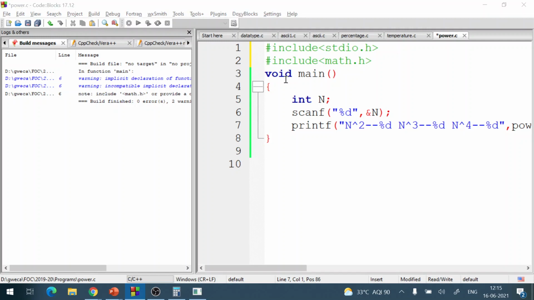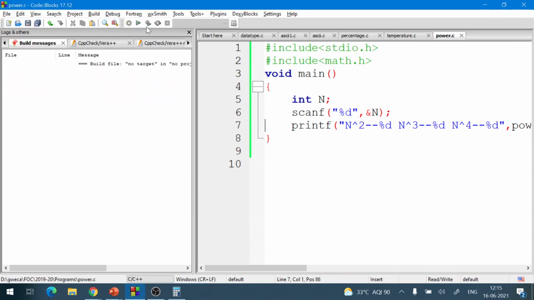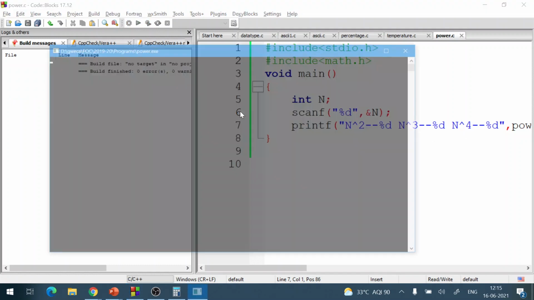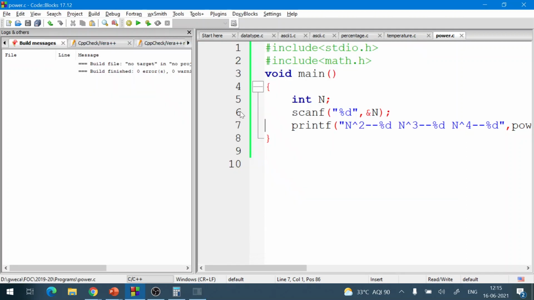Okay, so now let us see whether it gives you the right answer or not. If I give input 6, now you can see again the answer is not correct. Fine, so why the answer is not correct, we have to see this.